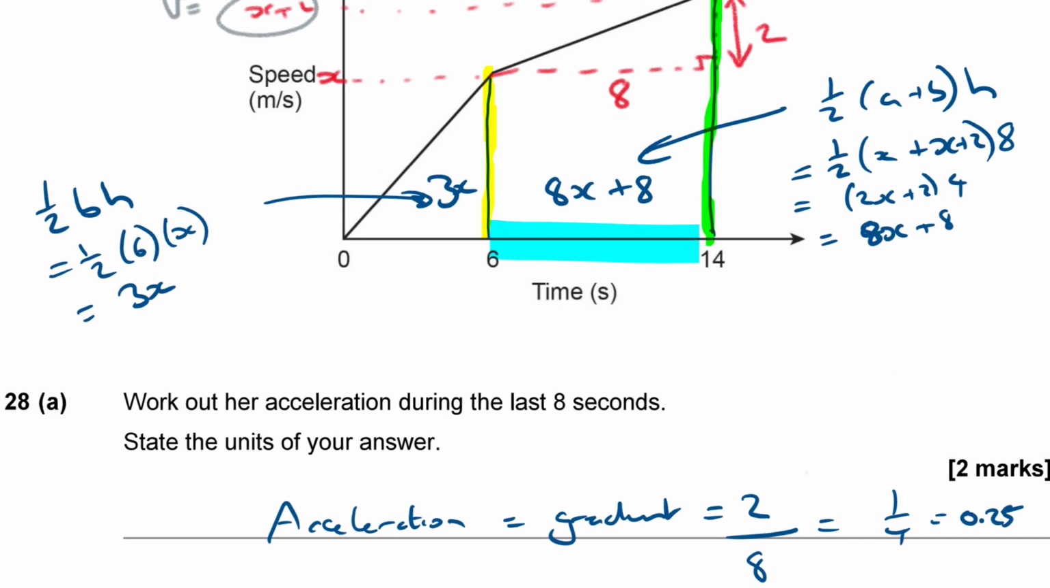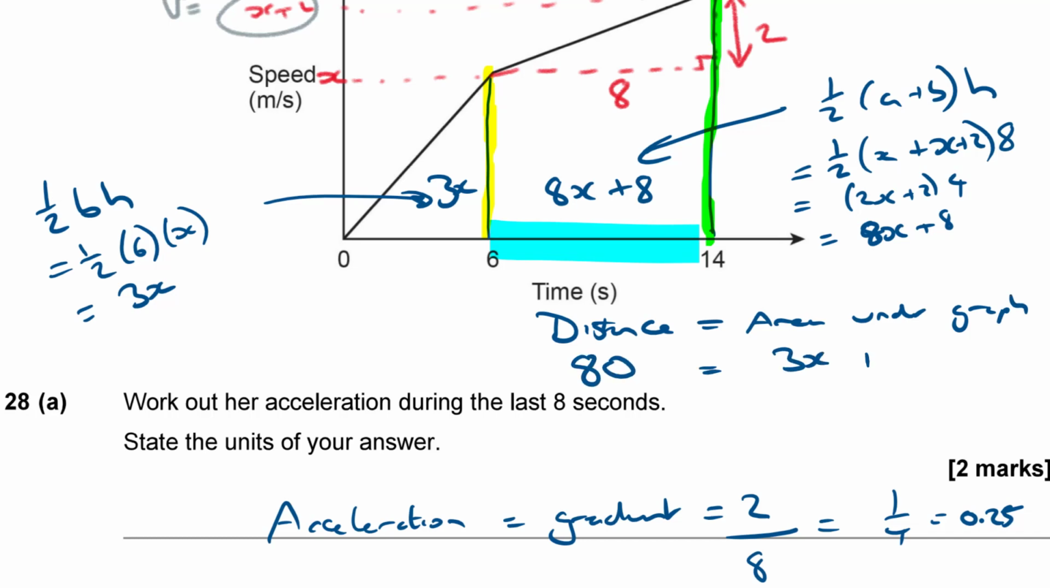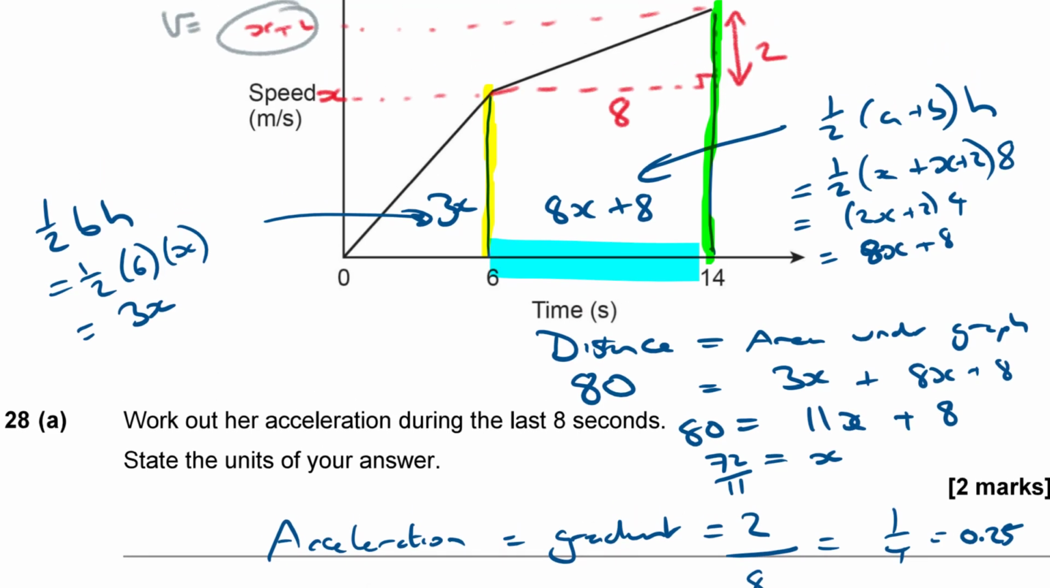So distance equals area under graph. Our 80 meters is equal to my 3x, my triangle, plus my 8x plus 8, my trapezium. So 80 is equal to 11x plus 8. Taking 8 off both sides, 72 equals 11x, dividing through by 11, x is going to be 72 over 11. So x is 72 over 11.